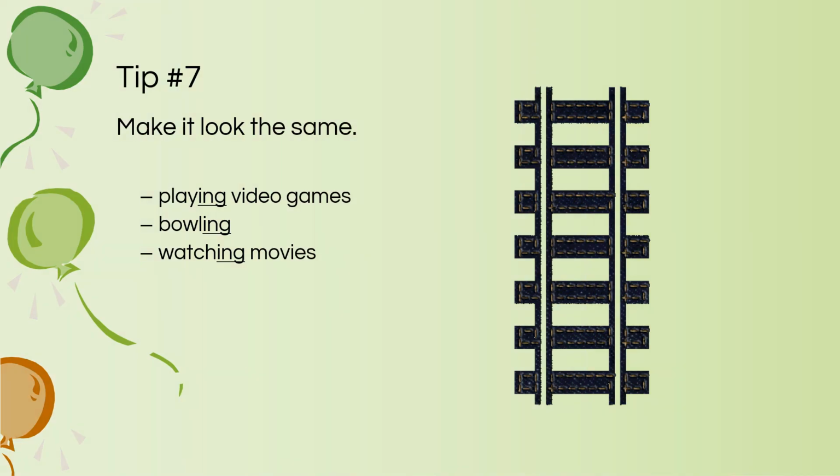Tip number 7, make it look the same. Some sentences have lists of things: playing video games, bowling, watching movies. If the sentence has a list of things, you want the end of the sentence to look the same, the end of the word to look the same. You wouldn't say we played video games, went bowling, and we were watching movies. No, you want the end, ing, ing, ing, to look the same.